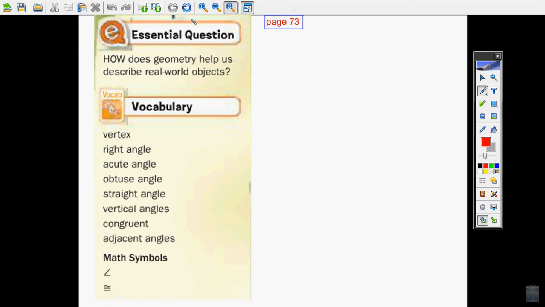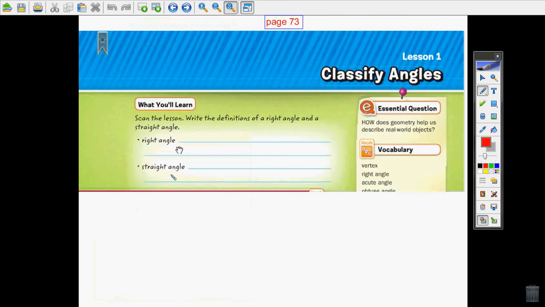On page 73, we're starting Chapter 2, Section 1, which is known as classifying angles. Some of the important vocabulary words are listed to your right. We'll be talking about these throughout the lesson and throughout the chapter as well. To begin with, we're going to scan the lesson and write the definitions of a right angle and a straight angle. This is really just a review.